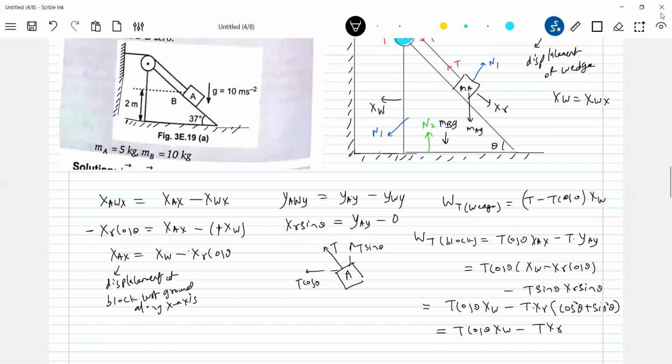Now, what is XW? XW should be equal to XR, no? Anything simple, you replace XR with XW. Why, sir? Constant equation here. XR equal to XW, no? Already we have assumed it.